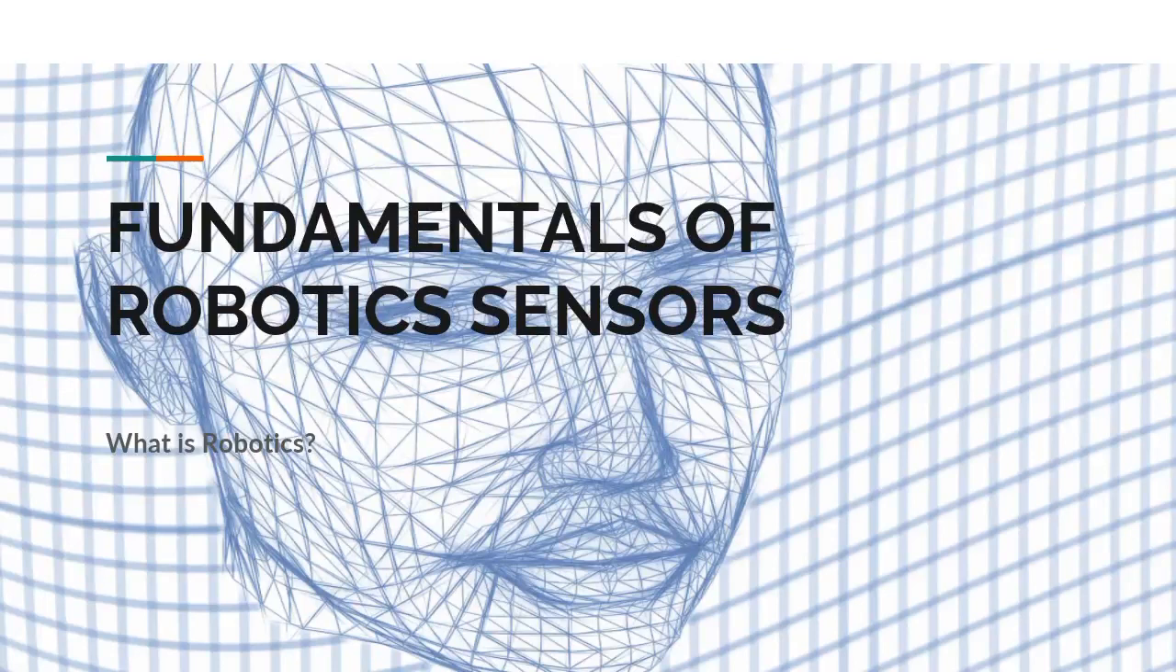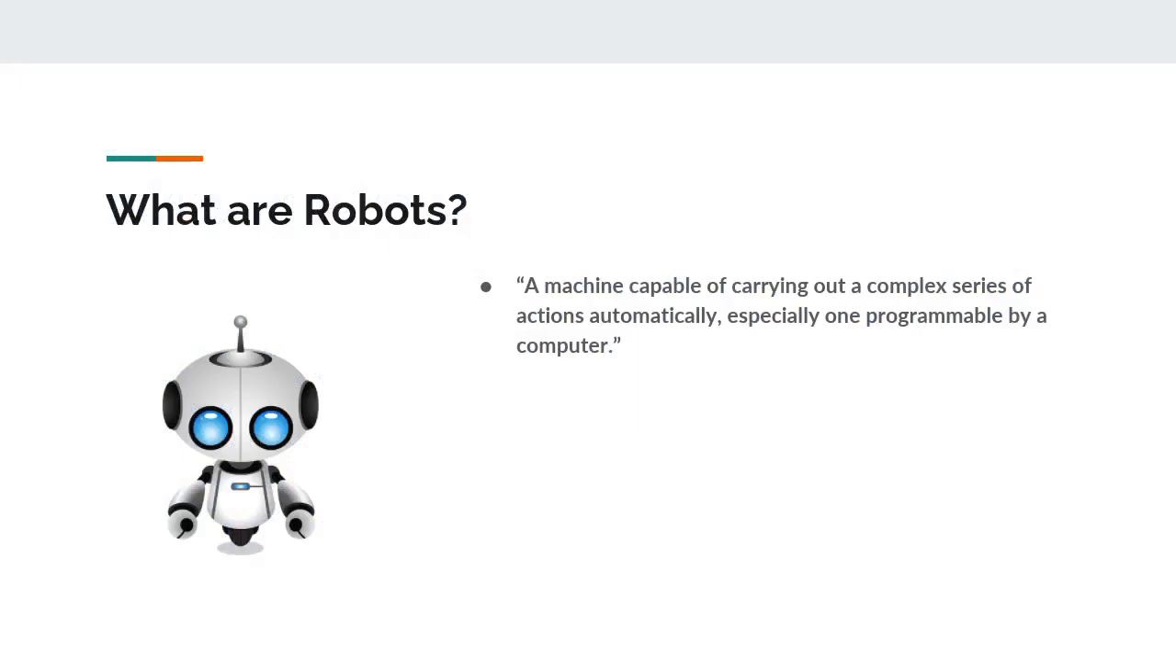Everyone seems to know what a robot is, and it is hard to give a precise definition. According to the Oxford English Dictionary, a robot can be defined as a machine which is capable of carrying out a complex series of actions automatically, especially when programmable by a computer. So this definition includes two interesting elements. First one is carrying out actions automatically, and second keyword is programmable by a computer.